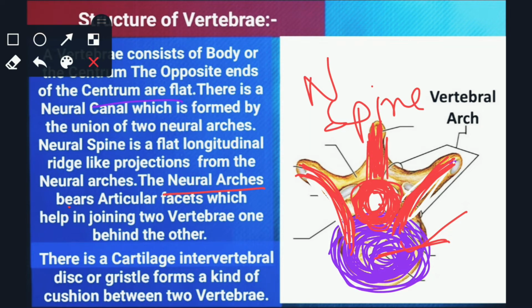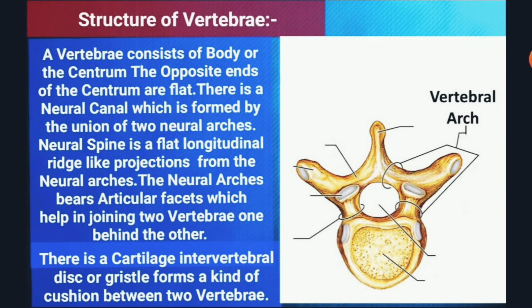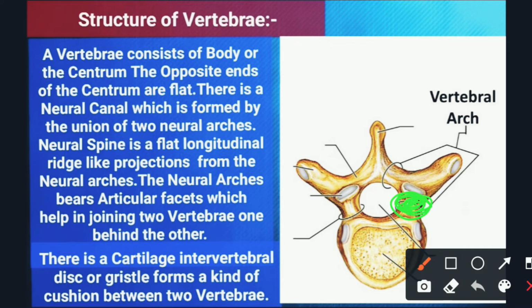Okay, the neural arcs bear articular facets which help in joining two vertebrae one behind the other. What is an articular facet? Let me tell this part. Just a minute. You can see this part now. This part is the articular facet. There are many, 33 vertebrae are there, so to join them together, these articular facets are there. Okay. And there's one intervertebral disc, or we can call it gristle. It forms a cushion between two vertebrae. Okay.